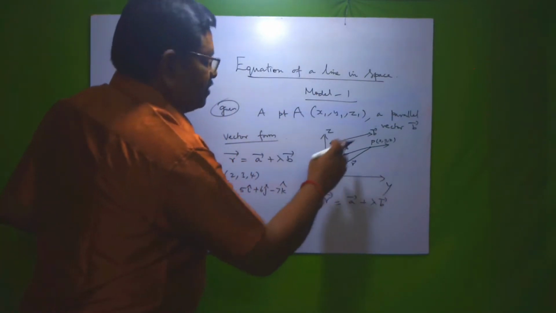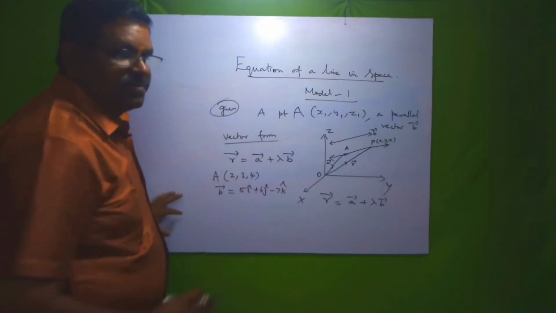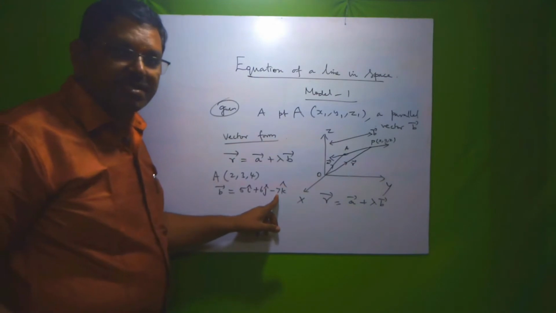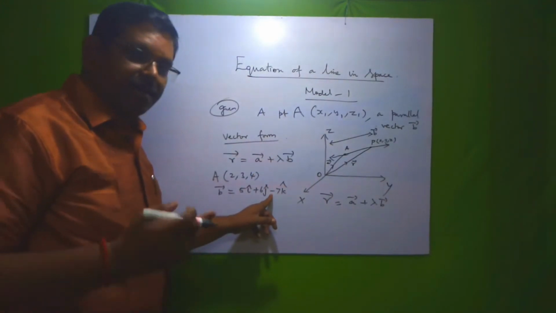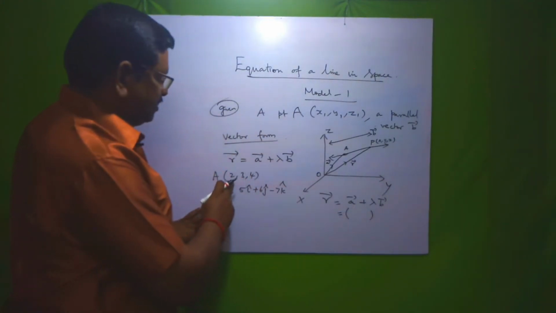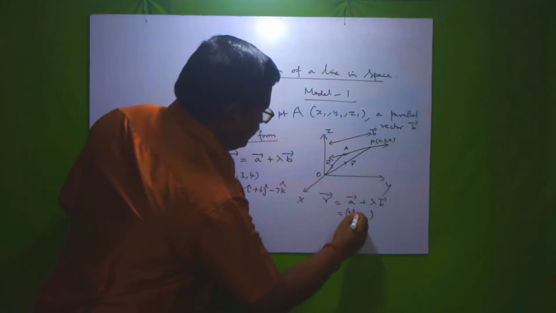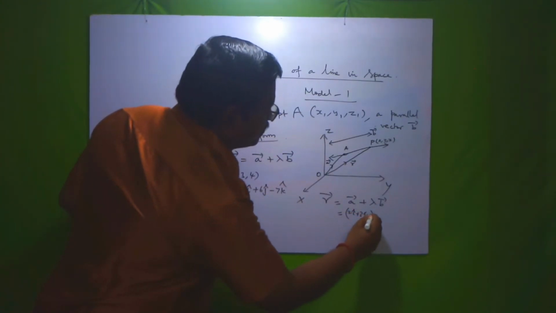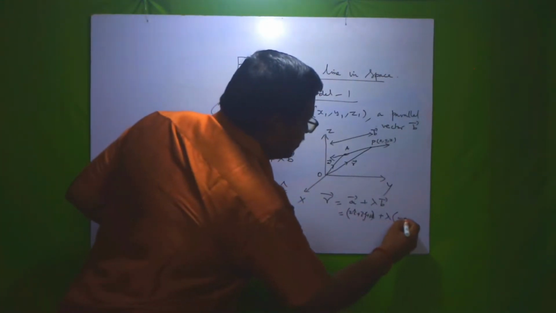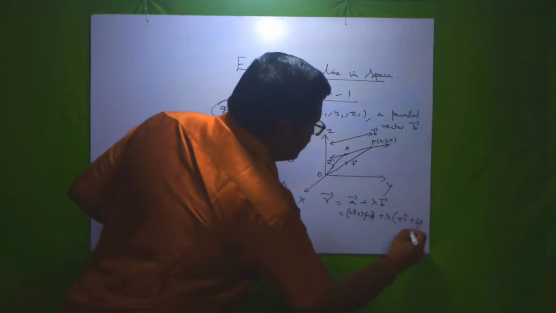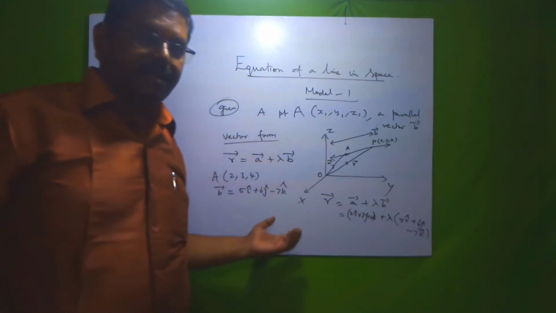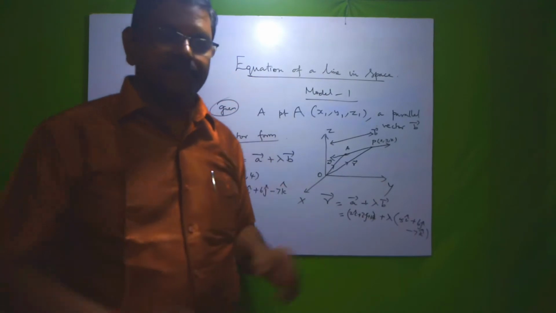Don't confuse this A vector with the values of B vector. In the values of B vector we have ai plus bj minus ck, here plus ck or minus ck, whatever it may be. Now in place of A you write the first one, that is point A, that is 2i plus 3j plus 4k plus lambda B vector, that is 5i plus 6j minus 7k. So in this way we can find the equation of the straight line in vector form.